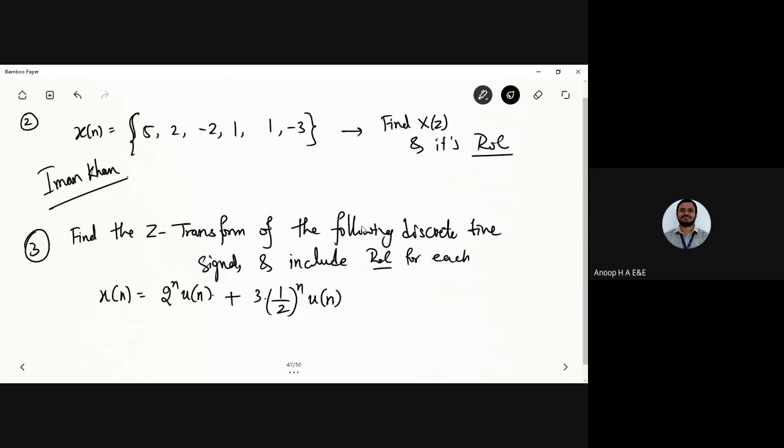Okay, so this is the given problem, the first problem. Second one.